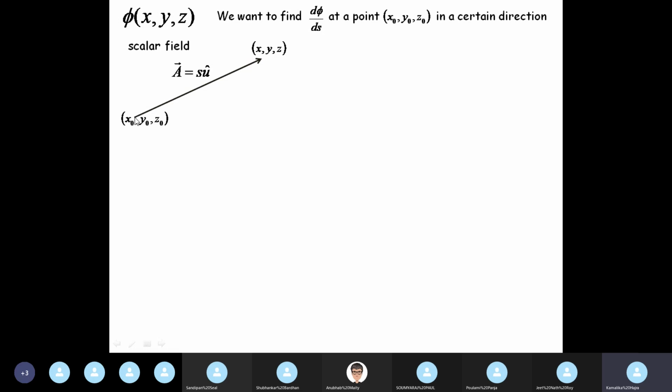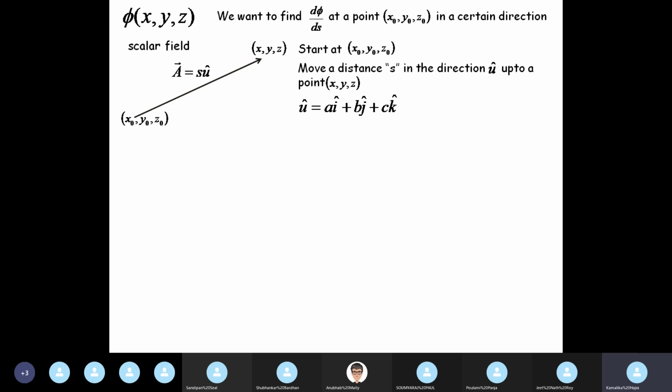x0, y0, z0 is the beginning point, the fixed point, and x, y, z is a floating point. So I am trying to calculate d phi ds in a certain direction, which is given by this vector. S is the distance from the beginning point to the end point, and u cap is the unit vector along the direction of this vector A. So we start at x0, y0, z0 and move a distance S in the direction u cap up to a certain point x, y, z. Since here the direction is fixed, for the time being I'm talking about a fixed direction. That direction u cap is given by a i cap plus b j cap plus c k cap, where a, b, c are constants. So the displacement is given by the vector A equal to s u cap, where s is the magnitude and u cap is the direction.